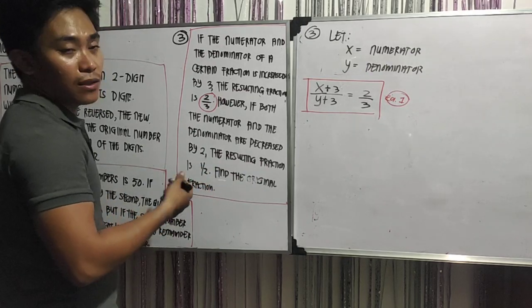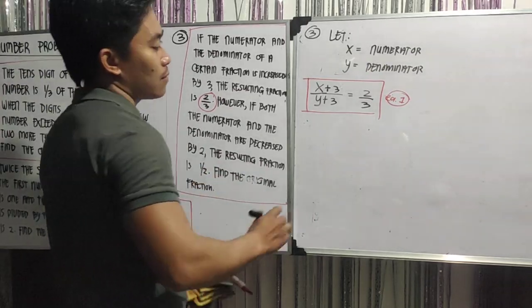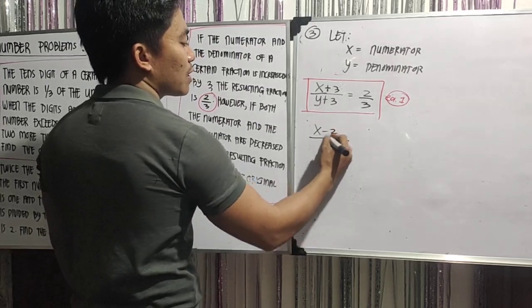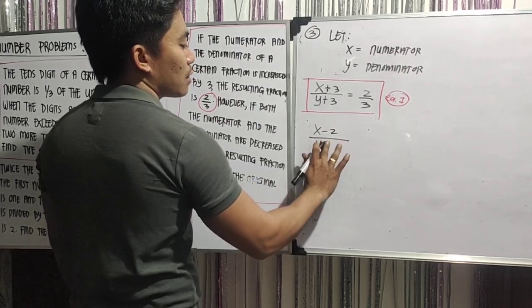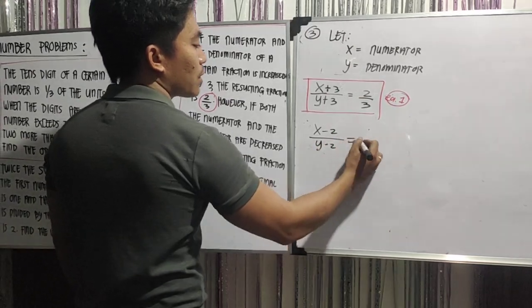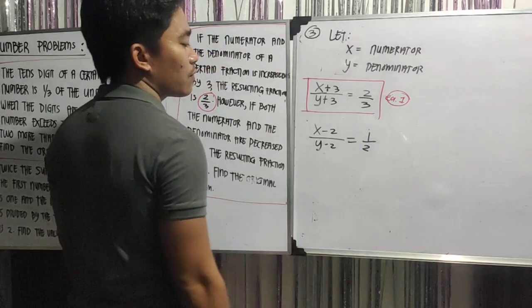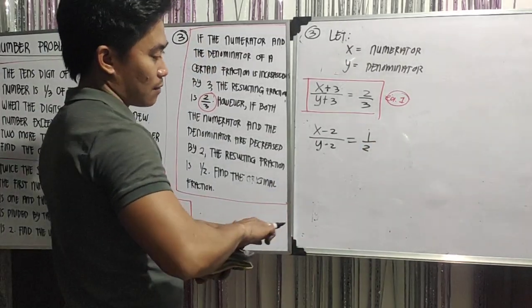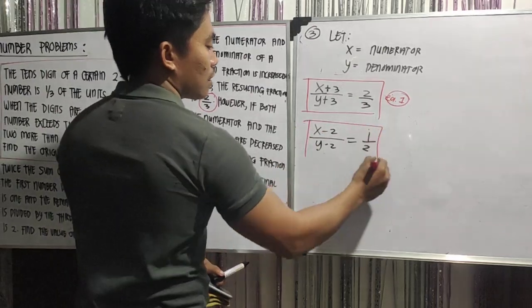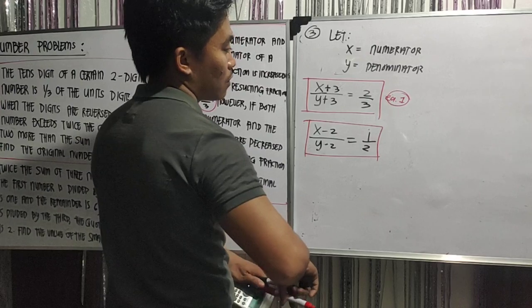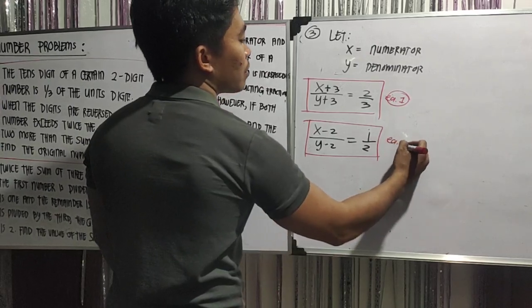Now, however, if both the numerator and the denominator is decreased by 2, the resulting fraction is 1/2. Kumbaga, ano daw? If both numerator and denominator daw ay bawasan mo ng 2, the resulting fraction is what? The resulting fraction is 1/2. Okay? So, paano ngayon yan? This will become our equation number 2.